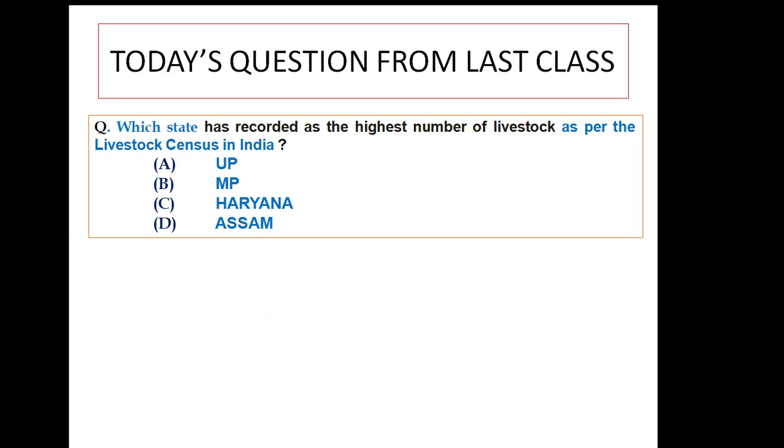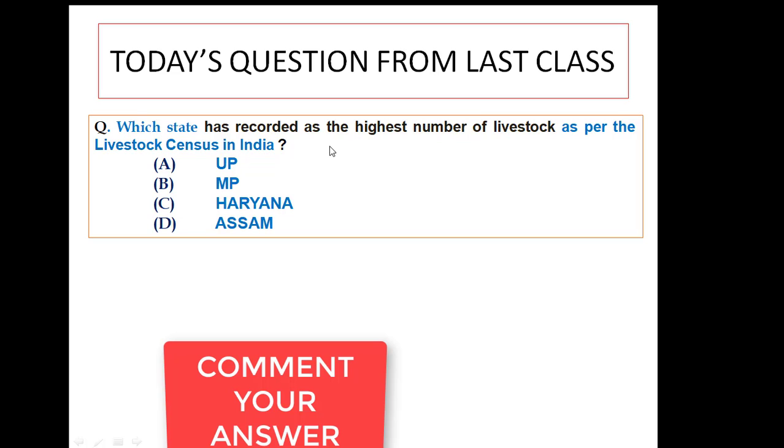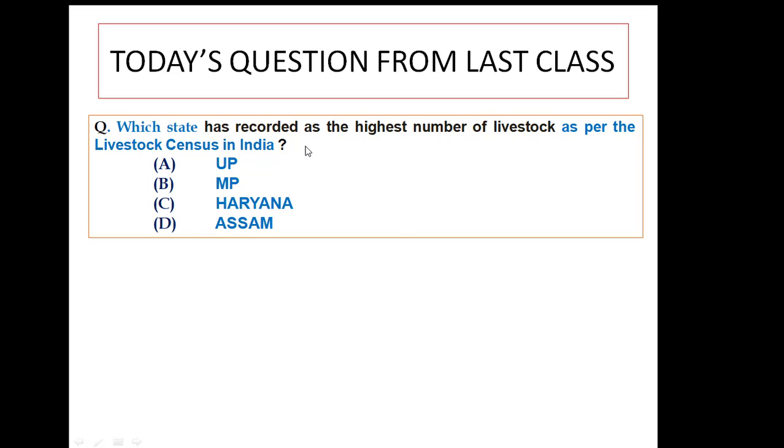And then coming to today's question, that is from the last class. Which state has recorded the highest number of livestock as per the livestock census in India? First option UP, second option MP, third option Haryana, and option D Assam. So you need to tell which state has recorded the highest number of livestock as per the current livestock census in India.